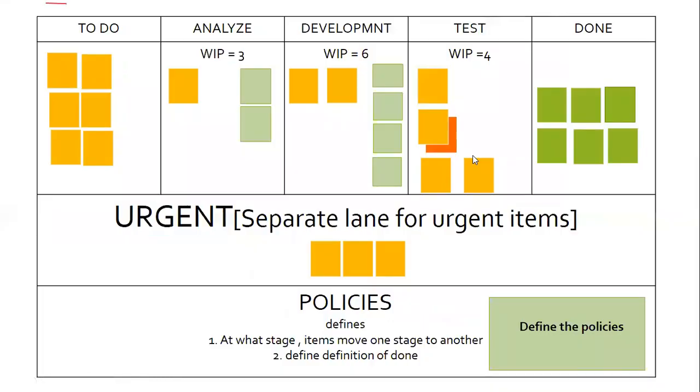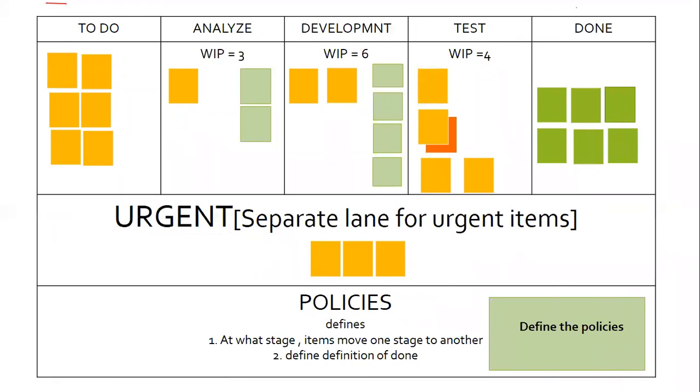So this is how your Kanban board looks. Those who have learned about Kanban will be very familiar with it. You have a to-do list, and you have analysis, development, test and done. Or you might initially forget about the urgent and policies. We will learn about that in chapter 1. So for the Kanban board, maybe we can skip this very fast.